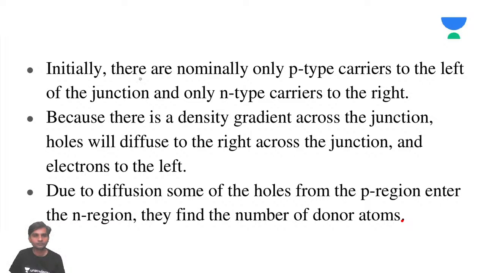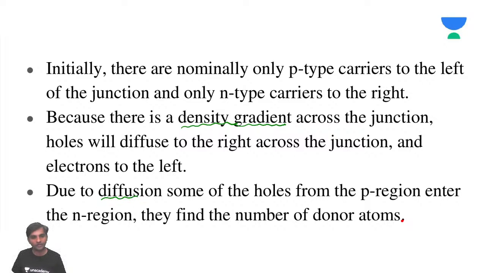So there exists a density gradient. What do you mean by density gradient? On one side you have maximum holes, on the other side you have maximum electrons. So definitely there is a density difference. So what do they try to do, sir? The holes on one side will try to get into the N region, and the electrons will try to get into the other region. When they come together, electron-hole recombination will happen. That is due to diffusion.